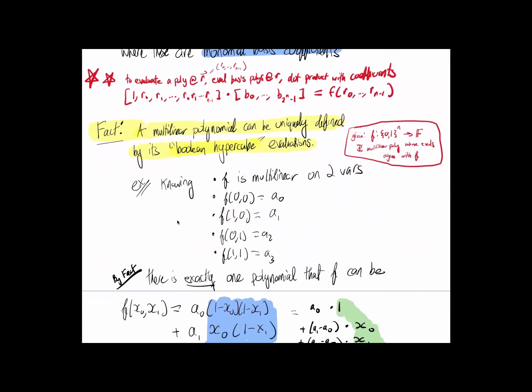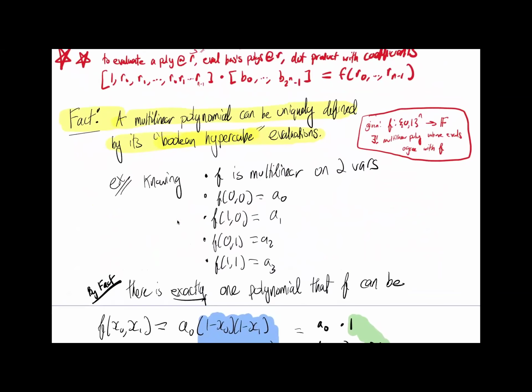A multilinear polynomial can be uniquely defined by its Boolean hypercube evaluations. What does that mean? If I'm given some function, not necessarily a polynomial, just some function that maps inputs on the Boolean hypercube domain, so 0, 1 to the n, or like n-bit strings, you can think about it, to values that live in some field, then there exists a unique multilinear polynomial whose evaluations agree with f.